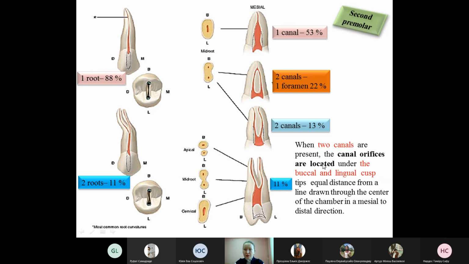The canal orifices are located under the buccal and lingual cusps, at equal distance from the line drawn through the center of the chamber in the medial to distal direction. So under every cusp there is usually a pulp horn, and under every pulp horn there is an orifice. It is necessary to keep this in mind and use this information.